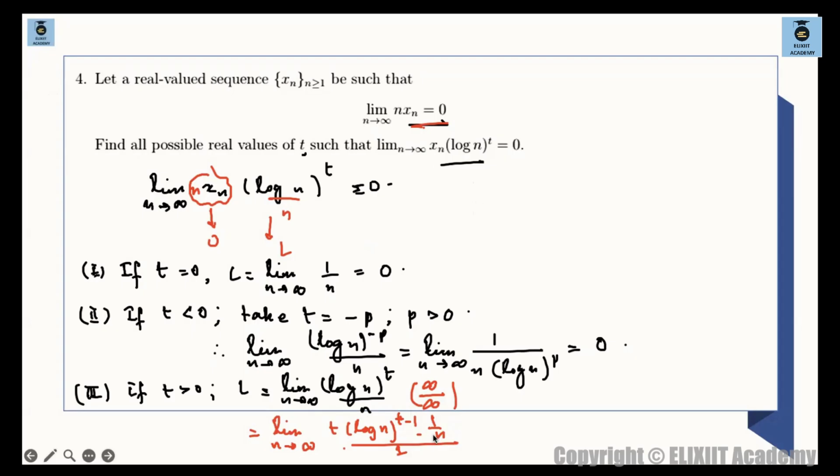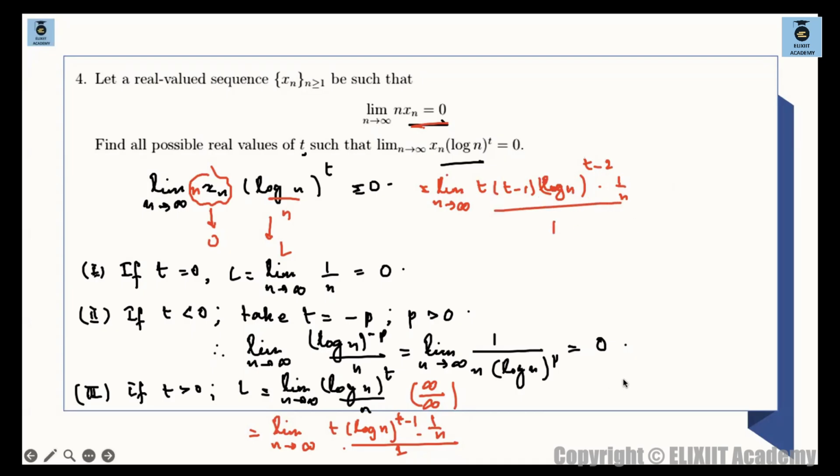Next, again you are differentiating, so you are getting a similar kind of thing. The only change is you are getting one more extra t minus 1, and again divided by n. Once you differentiate once again, this will become t times log of n whole to the power of t minus 1, so t minus 1 will come down next, log of n raised to the power of t minus 2, then multiplied by the differentiation of log of n, which is 1 by n. And below, divided by n, which is once again 1.